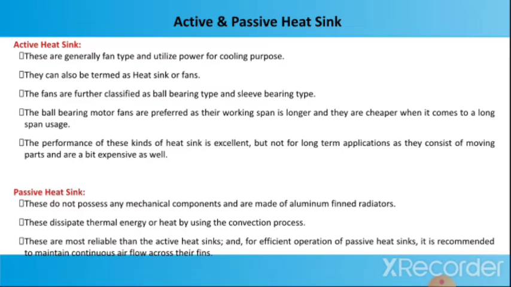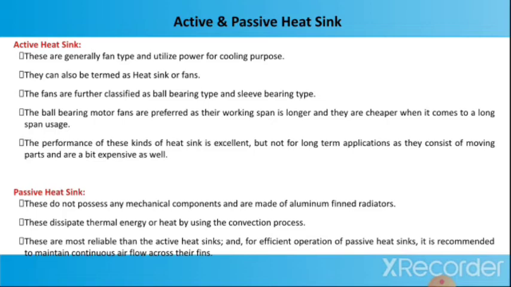Now we'll talk about the first types, active and passive heat sinks. First, the active heat sink. These are generally fan type and utilize power for cooling purpose. They can also be termed as heat sink fans. The fans are further classified as ball bearing type and sleeve bearing type. The ball bearing motor fans are preferred as their working span is longer and they are cheaper when it comes to long span usage. The performance of these kinds of heat sink is excellent but not for long term applications, as they consist of moving parts and are a bit expensive as well.